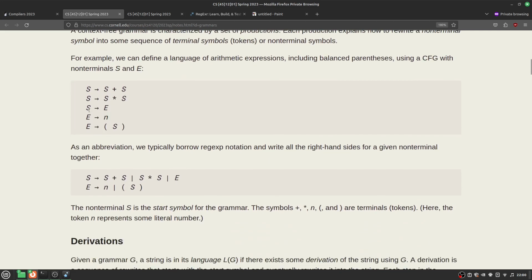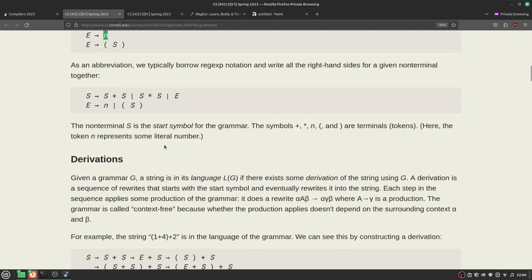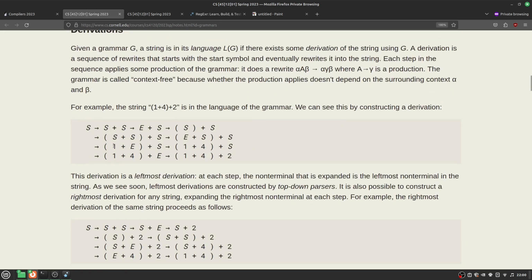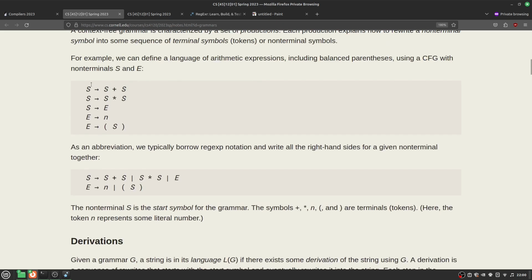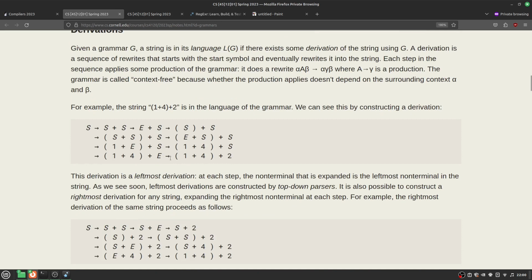Okay, so S can equal E and E can equal some literal. So this is totally valid for S to equal 1. S can equal any literals. So S can equal 4. Yeah, so I guess they're just subbing in E for S, and then literals for E. And eventually we arrive at 1 plus 4 plus 2.